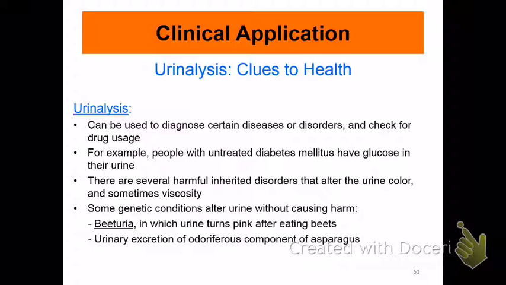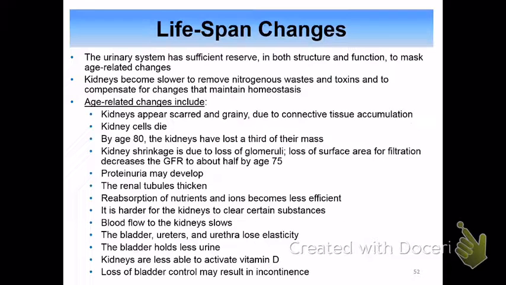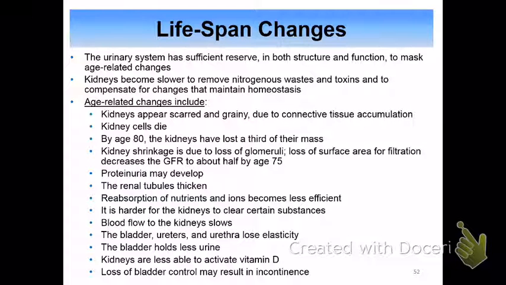What happens to your urinary system as we get older? Oh, let me go back one slide. Okay, highlight this. You want to know this. The bladder, the ureters, and the urethra are going to lose elasticity, so they don't hold as well. And then the bladder actually holds less urine. So older people have to urinate more, and they're going to have accidents more commonly.